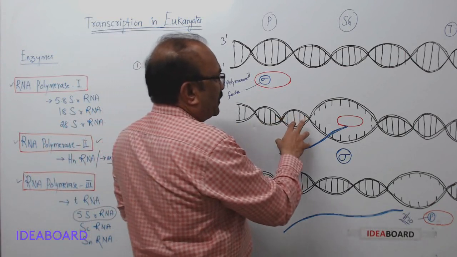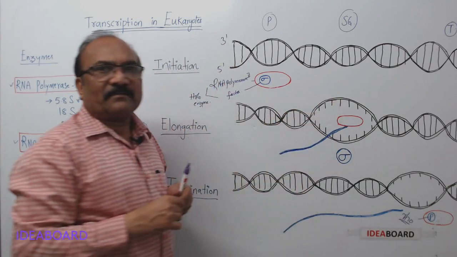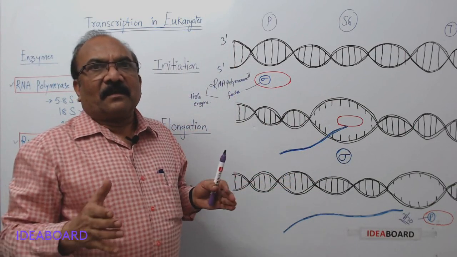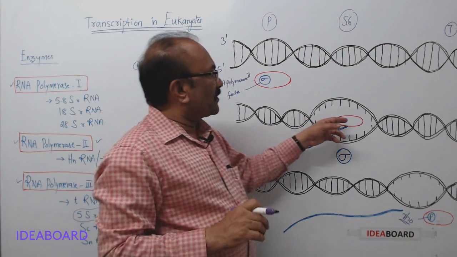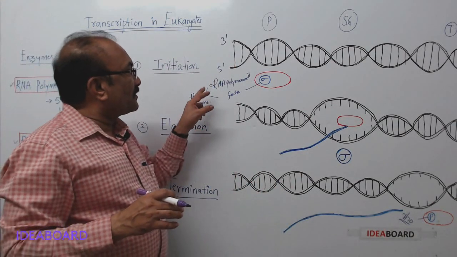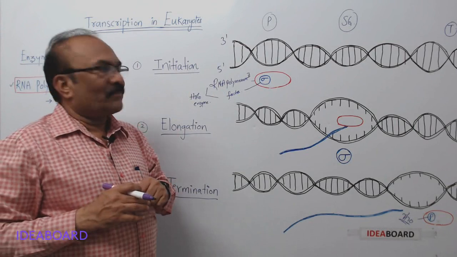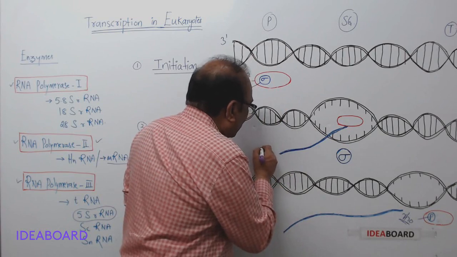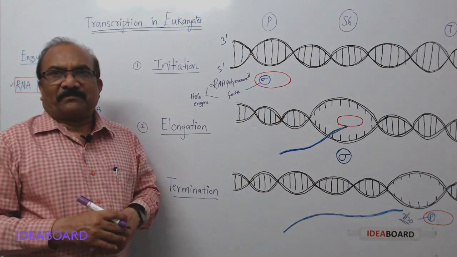So now it started, and as soon as this polymerase moves into the structural gene area, the sigma factor will come out, because its function is only to recognize the promoter site. Now, what enzyme is this? That's correct, RNA polymerase 2. But which one is it, core enzyme or holoenzyme? Core enzyme. So that one will continue, and as a result this RNA is elongating. This is called the elongation step.